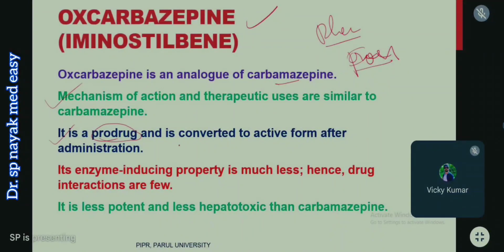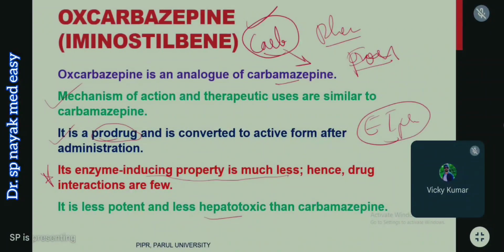And here in metabolism, I forgot to tell you, carbamazepine has high enzyme inducing property, right? But oxcarbazepine has less enzyme inducing property. This is an important point you have to remember. It has very few interactions, and it is less hepatotoxic than carbamazepine. That's why in most cases where carbamazepine is suggested, we opt for oxcarbazepine, because it has the advantages of reduced enzyme induction and less hepatotoxicity. These two are important things.